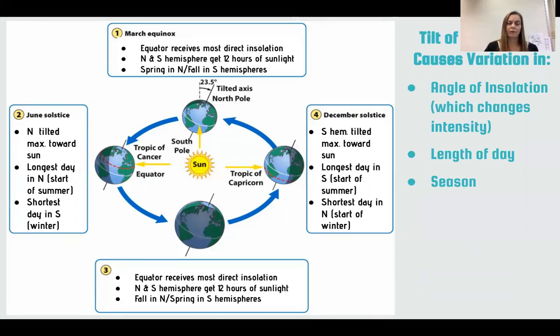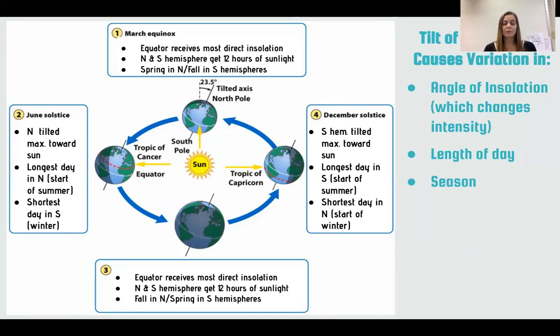As we move from spring in the northern hemisphere into summer, our days get longer as that tilt brings the northern hemisphere closer to the sun. We reach our maximum, not closer, sorry, more tilted towards the sun, so that we have more direct insolation. It's definitely not closer. This is the longest day in the northern hemisphere. It's the start of our summer, and it's the shortest day in the southern hemisphere, and it's their winter.